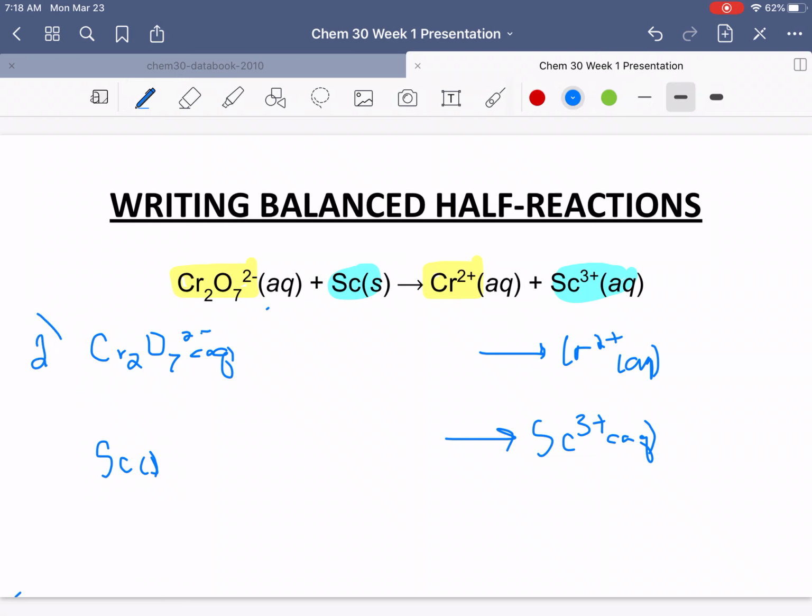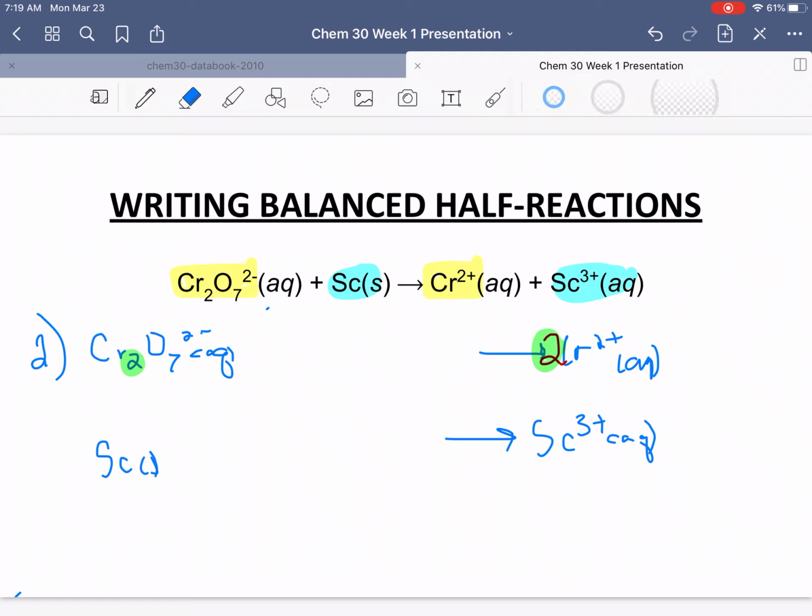Step two means that we have to balance all the major elements. Do not touch oxygen and hydrogen at this point. Looking through, you can see we've got two chromiums on this side. I have to make sure then that I have two chromiums on this side as well. Things have to balance out. Otherwise, it doesn't make sense. So 2 and 2. Check out the scandiums. Scandium's good. We've got one of each. No big deal. That's all there is to step two.